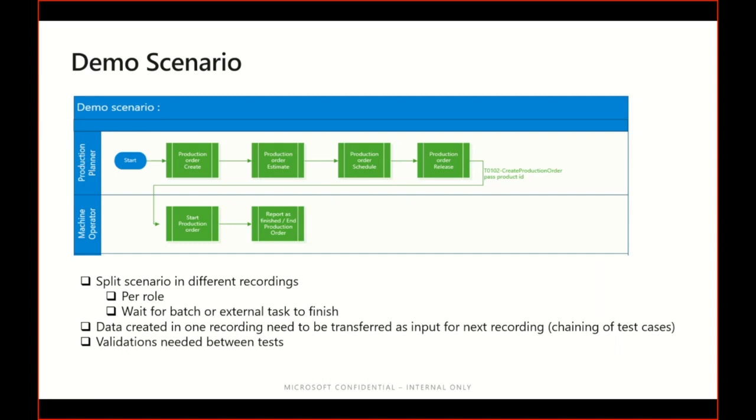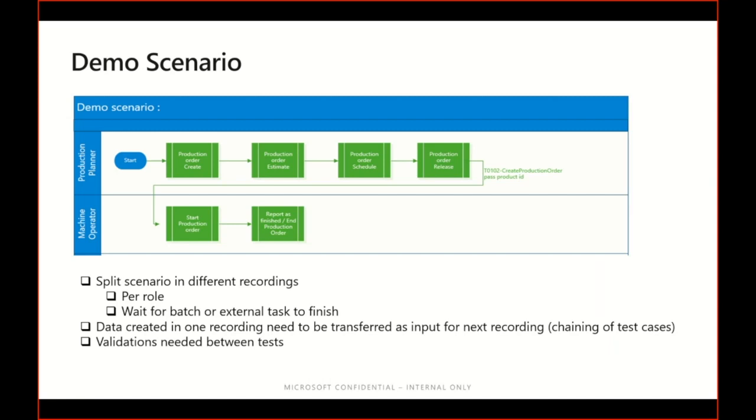Or also, if there are some things that we have to wait for, for instance, a specific job can only be run after a batch job has been executed, then typically we need to split. And we need to make sure that we put a wait time between the two task recordings so that the batch jobs have the time for kicking in and executing whatever needs to be done.